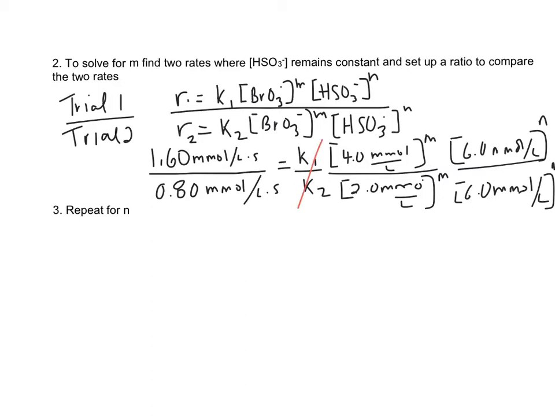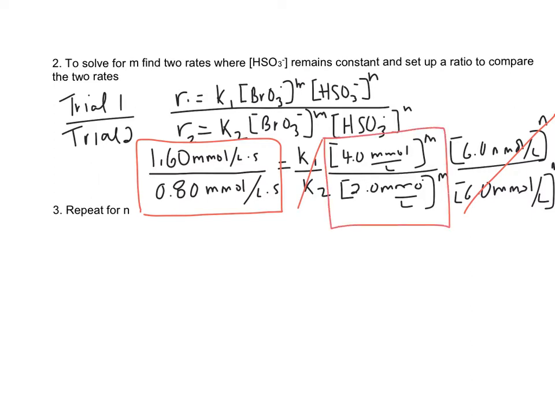So we can cancel our k, it's constant, it's the same number. 2 divided by 2 is 1, has no effect. 6 millimoles over 6 millimoles to the exponent n, it's the same, so we can cancel that too. So if you wanted to, you could skip directly to this ratio of the rates to this ratio of the concentrations.